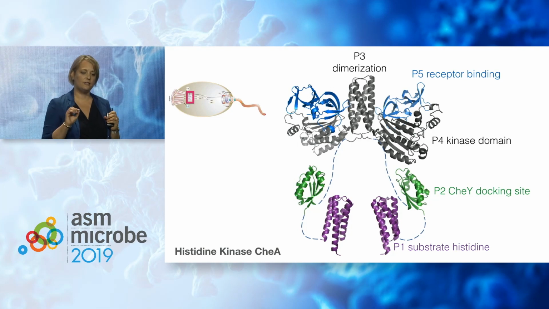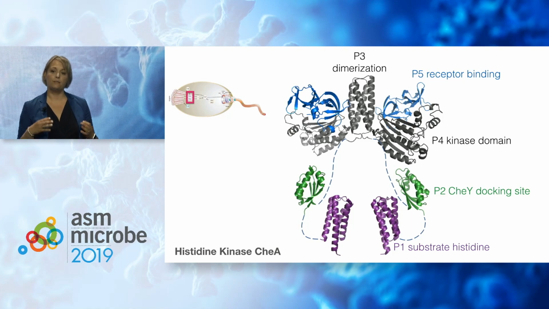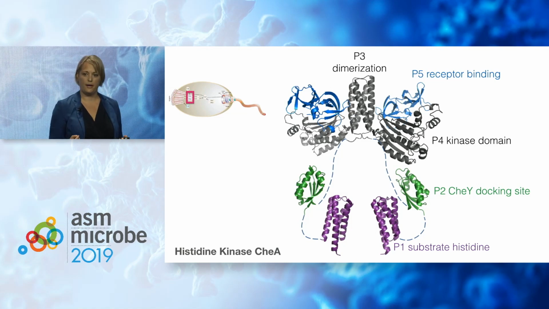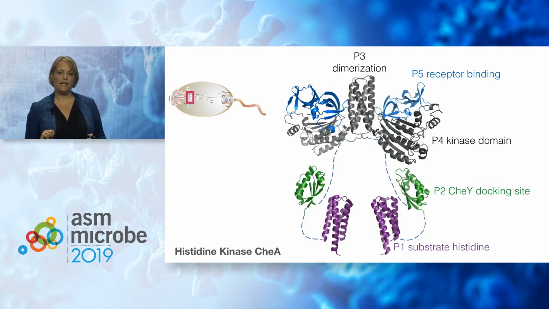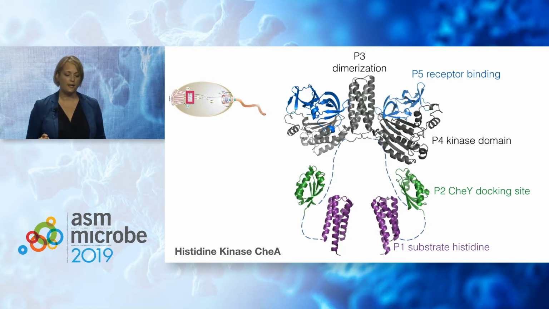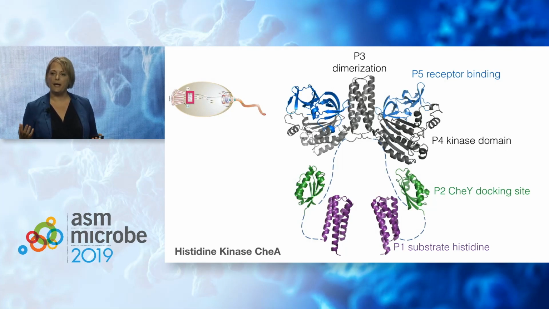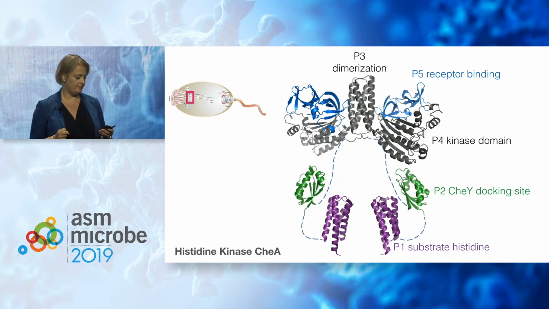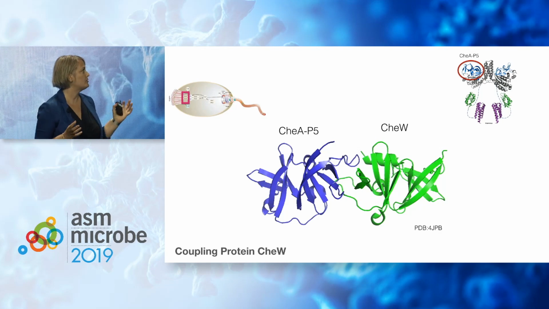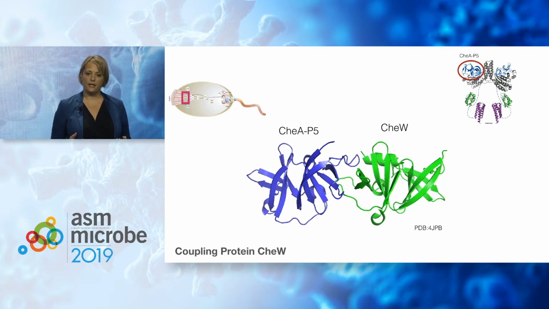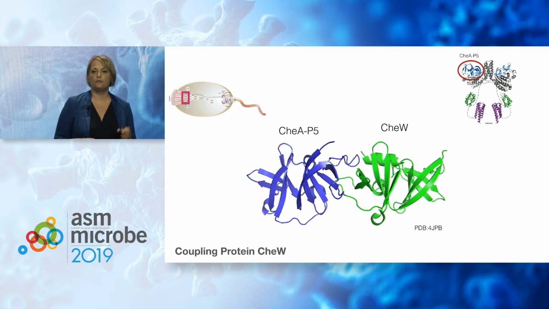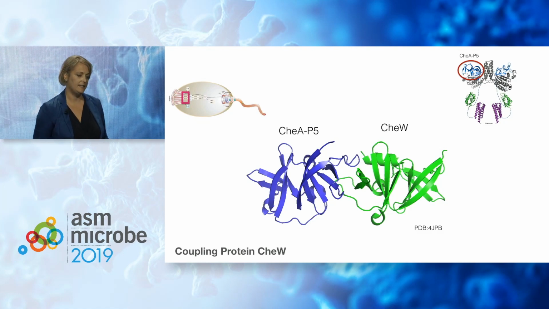that consists of the P3, P4, and P5 domains. The P3 is the dimerization domain, the P4 is the kinase domain, and the P5 is the receptor binding domain. And there are two other domains attached via flexible linkers. It's the P1 domain that carries the histidine substrate, and the P2 domain, that's the binding site for the shuttling protein. And the third partner is the linking protein CheW, and here you see a crystal structure together with the receptor binding domain of the kinase. You can see that it's structurally quite similar. It's a small protein, very similar to the P5 domain of the histidine kinase.